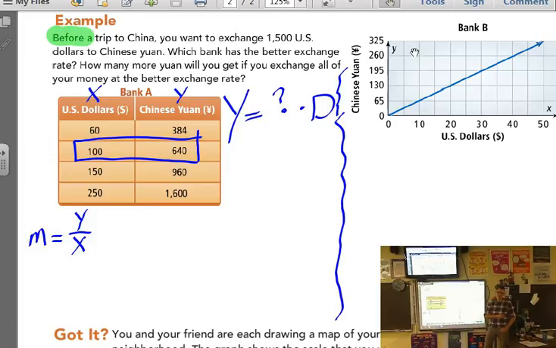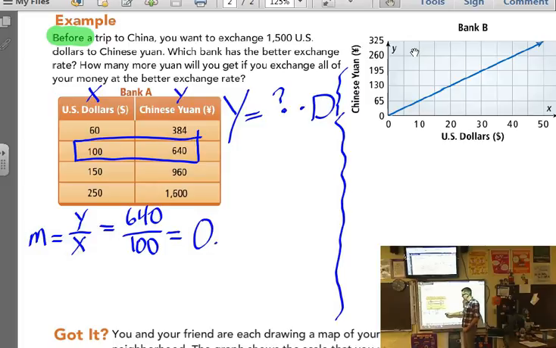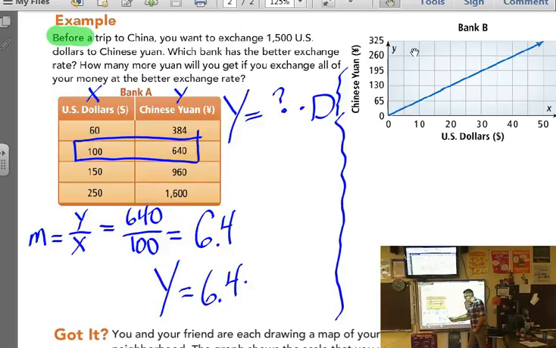Anthony? The 100 makes it the easiest. So we set up 640 over 100, and we get 6.4. So my equation becomes y equals 6.4 times d, or you can make it times x. It doesn't matter what variable we use, as long as we know that's our input, that's our independent.